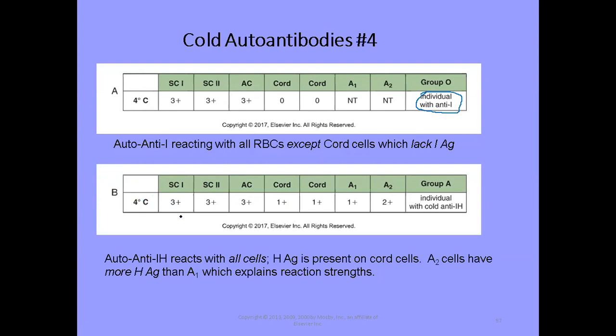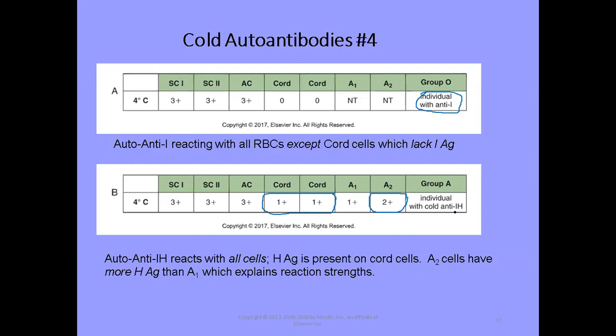So what do we have? 3+ with screening cell 1 and screening cell 2 and patient's own cells. Okay? Now, this is different because with this example, we're seeing a reactivity with the cord blood cells, okay, which we did not see up here. We also see reactivity with our reagent A1 cells and with the A2 cells, but look at what's interesting. Stronger reaction with A2 cells than with A1 or the cord, okay? So this is actually an example of a patient with an auto-anti-I big H.